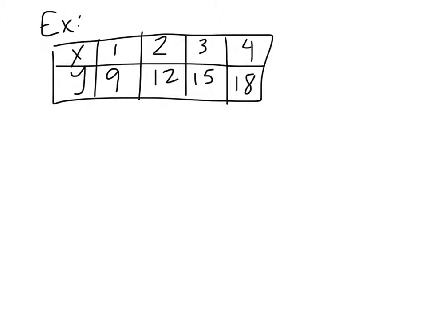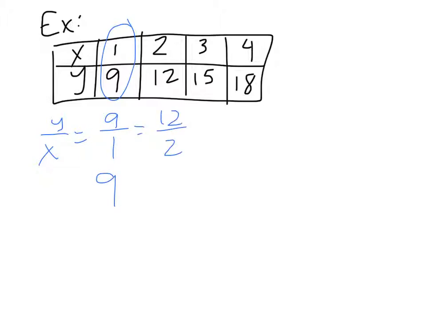So let's look at an example and see if we can decide, is it proportional or non-proportional? All I'm going to do is put y over x, and see what happens. Let's look at my first pair here. Y over x, 9 over 1, so it's 9. In the next one, 12 over 2 is 6. Well, those two are not equal to each other, so it is non-proportional.